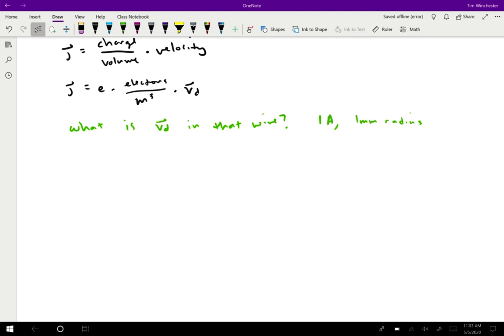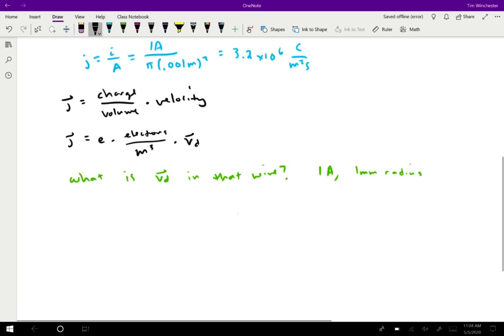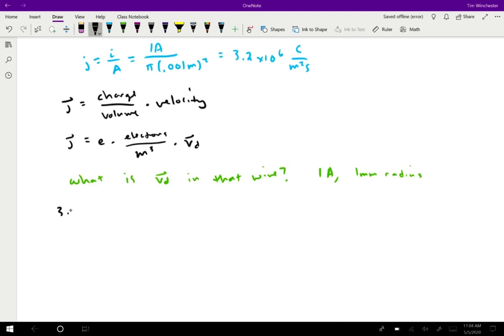That's a pretty normal material to use for electrical wires. So what we need then is the current density, which we already figured out. So 3.2 times 10 to the 6 coulombs per meter squared second. Okay, that's on the left-hand side. e is the charge of an electron, so 1.6 times 10 to the minus 19 coulombs.